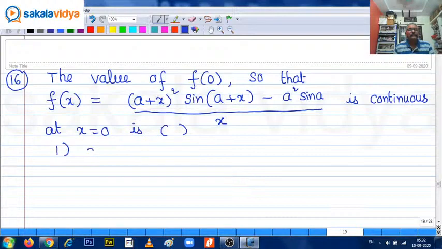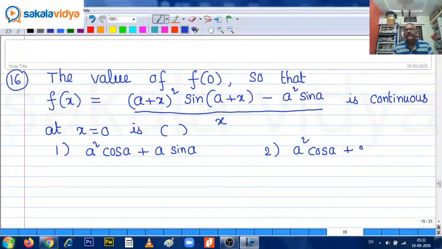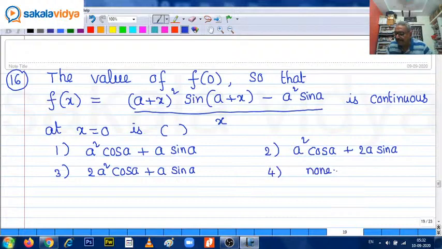First option, a square cos a plus a sin a. Second, a square cos a plus 2a sin a. Third, 2a square cos a plus a sin a. Fourth is none. Yes, 16th question.